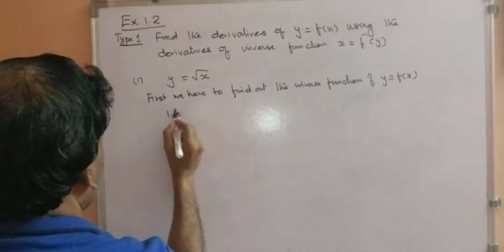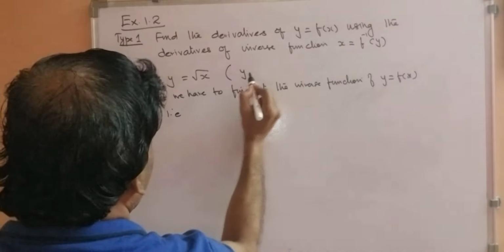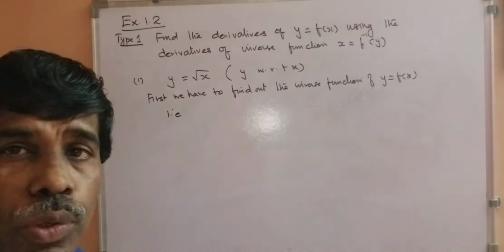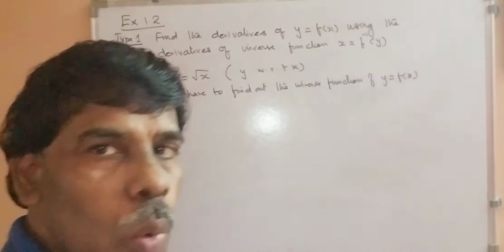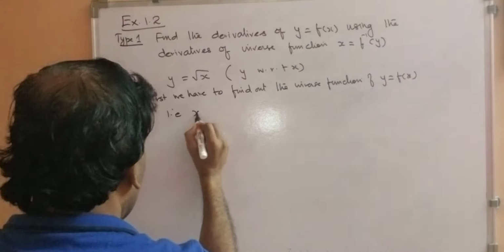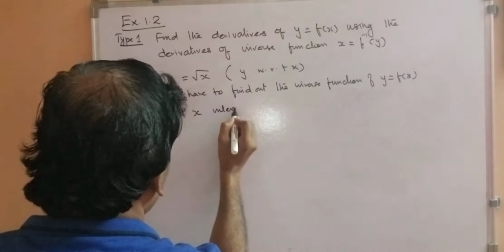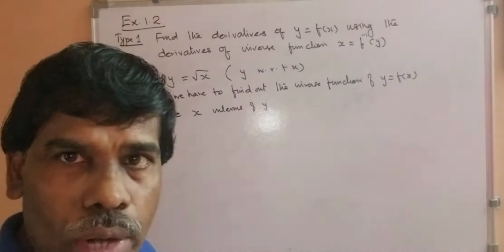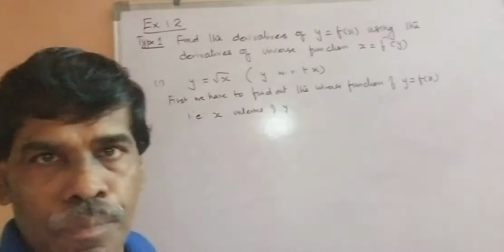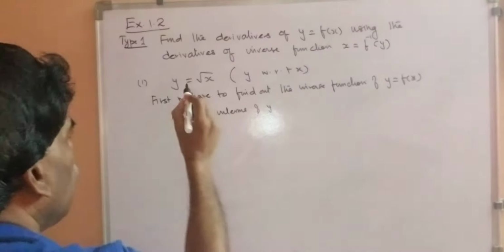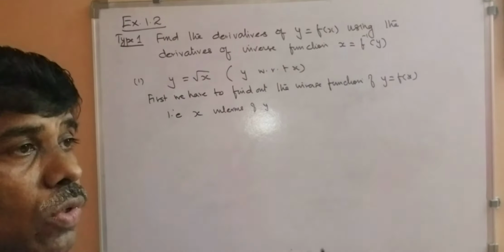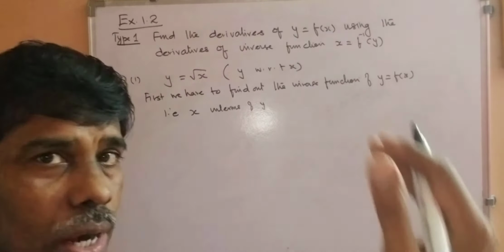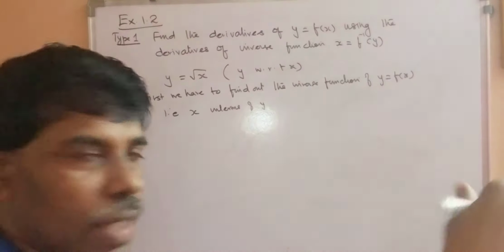That means here you see y is with respect to x, but what we have to do, x with respect to y, x in terms of y. That means you are going to write the function x in terms of y. So we will convert that. Then what we will have to do, we will have to find out dx by dy. Then 1 upon dx by dy equal to dy by dx. I will tell you why.